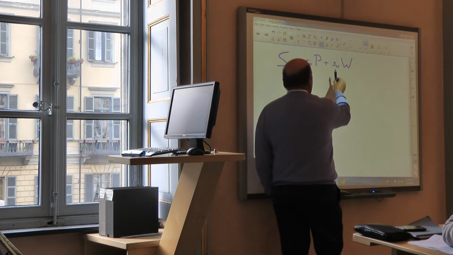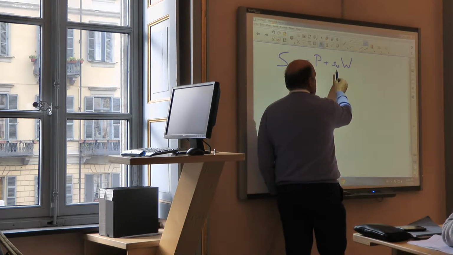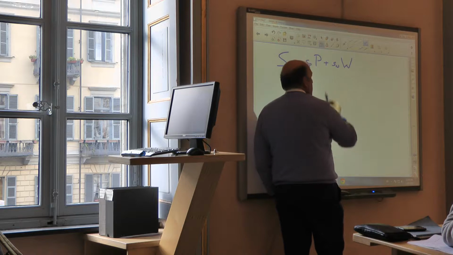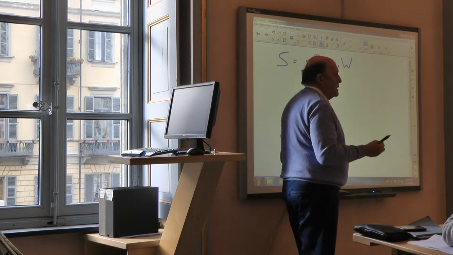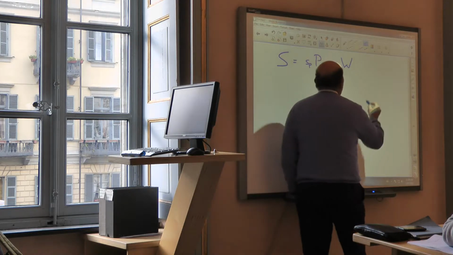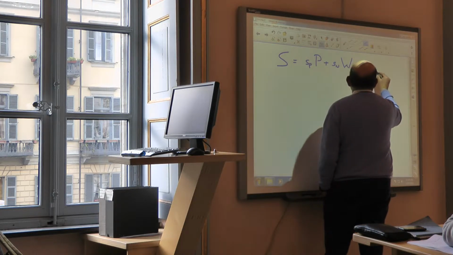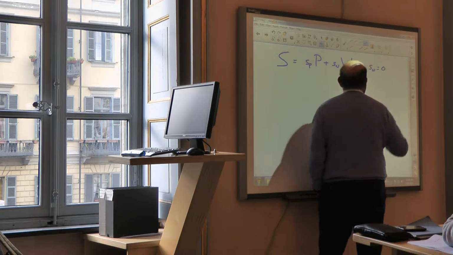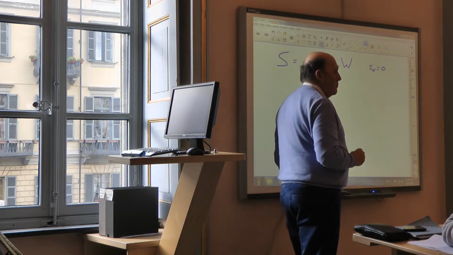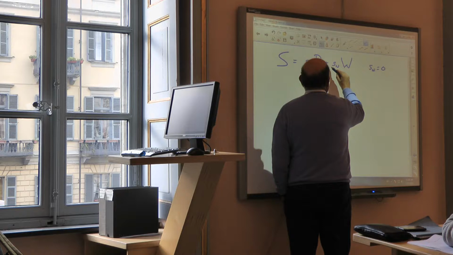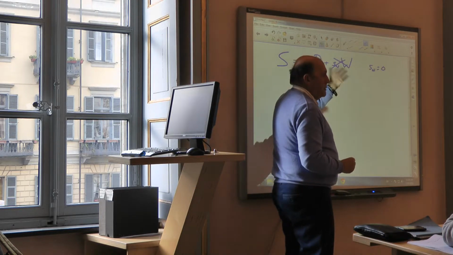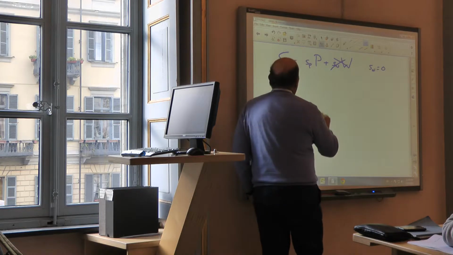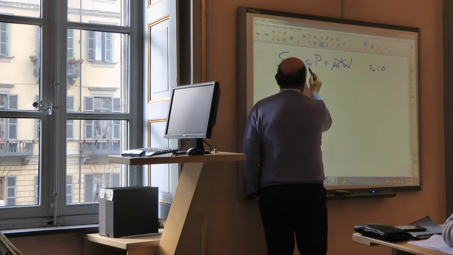But remember that in the classical model, the assumption is that savings out of wages don't exist, because wages are at subsistence. So SW is equal to 0. So this disappears, because 0 times W is 0. So we have to focus on this.